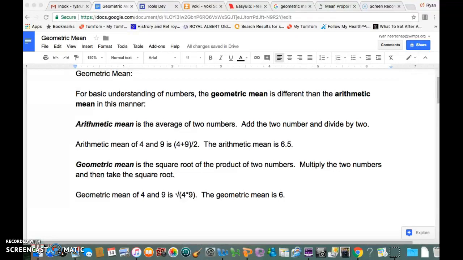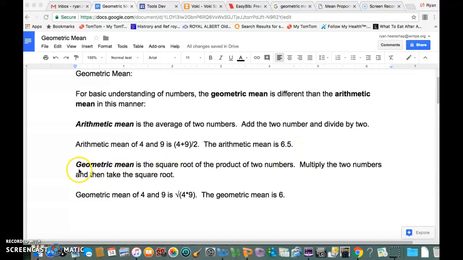The main thing is that the arithmetic mean is the average of two numbers. Add any two numbers and divide by 2, which will get the arithmetic mean. So for our example here, the arithmetic mean of 4 and 9 is 4 plus 9. Once you do the sum, then you divide by 2. So the arithmetic mean would be 6.5.